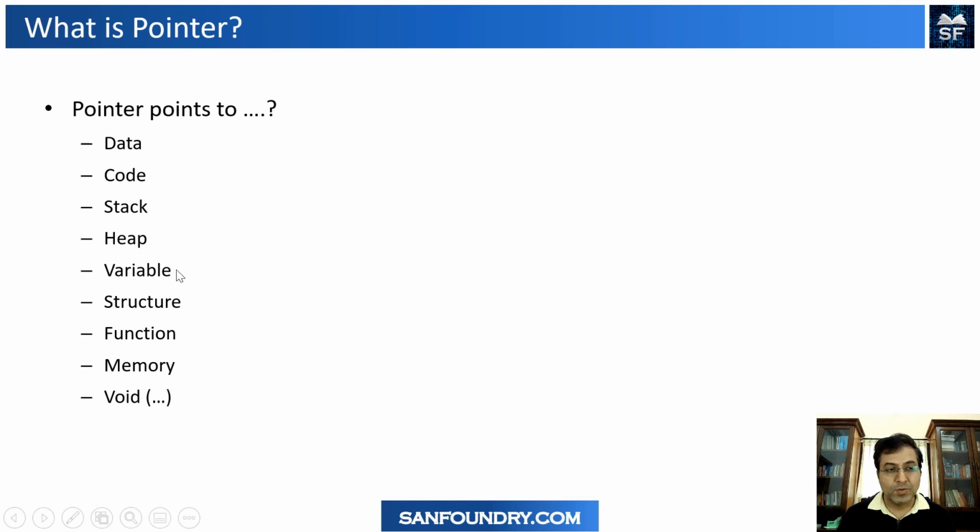It can point to variables, and it can point to a structure, because what is a structure? A structure is again a memory location. It's a collection of multiple homogeneous or heterogeneous data types. So it's a grouping basically. That's a structure. Pointers can point to a function. At one point, this pointer is pointing to one function, at another point it is pointing to another function. So in a sense, it is pointing to memory.